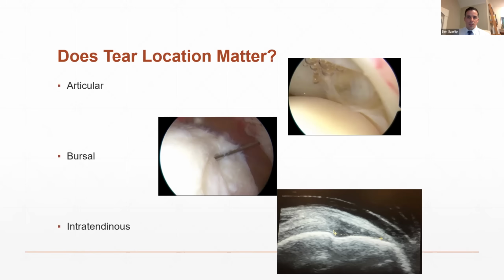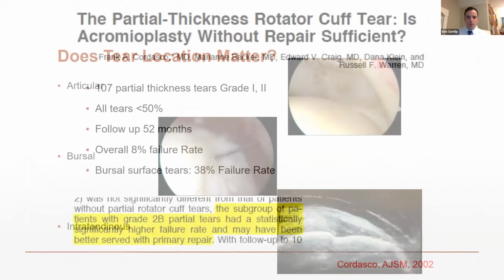So we talked about size, we talked about atrophy, and does the tear location matter? Well, we found out that it does. And so you see in the upper right, there's a picture of arthroscopy where there's an articular sided tear. This is more of a bursal sided tear here on the camera, and this is intrasubstance or intratendinous, what we see on ultrasound here. So these do play a role.